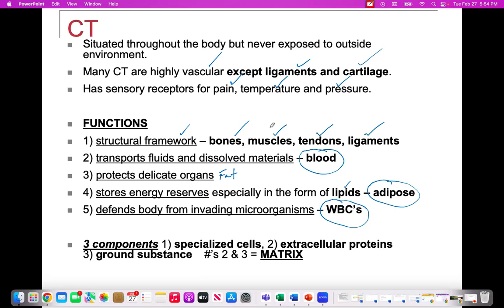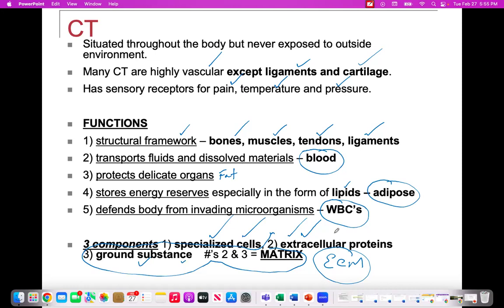Now, in terms of connective tissue, we said that connective tissue is made up of a bunch of cells. They're not closely packed together, and they have lots of extracellular matrix. Well, what is the matrix? What is this extracellular matrix? Well, it's made up of three components. It's got specialized cells, it's got extracellular proteins, and ground substance. And when we look at these, numbers 2 and 3 are the matrix. Okay, that's the matrix. Connective tissue is made up of cells, proteins, and ground substance, but the extracellular proteins and the ground substance together, that's what makes the ECM, the extracellular matrix.